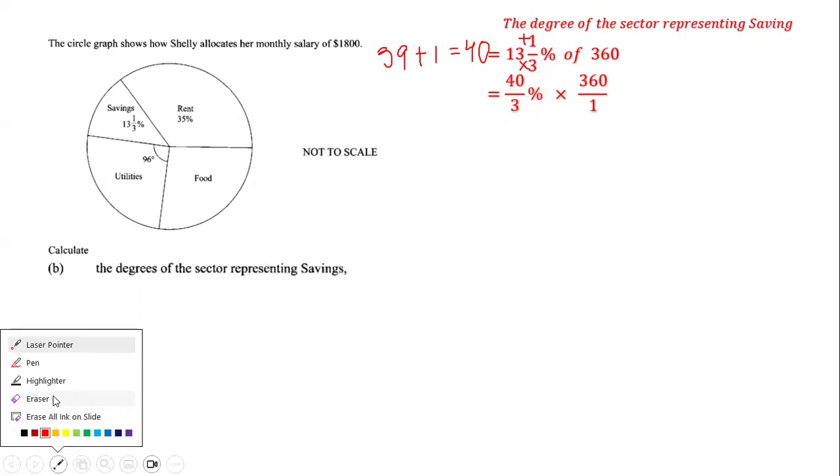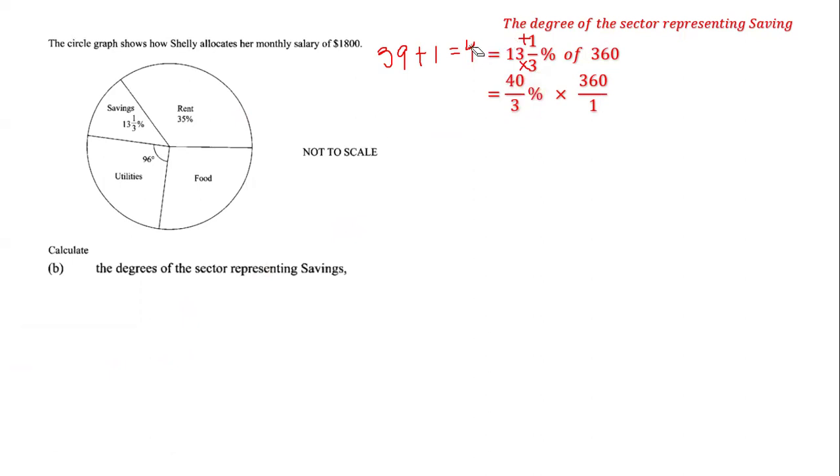So what did we do to convert this mixed number into an improper fraction? We multiply the whole number, 13, by the denominator, and 13 times 3 is 39. Then we add 1, that gives us 40. And so we have 40 over 3. So what we actually have is 40 over 3%, and we have to multiply that by 360 over 1.